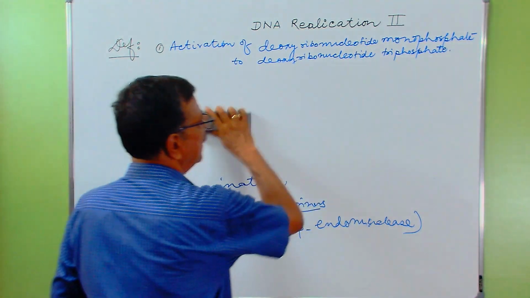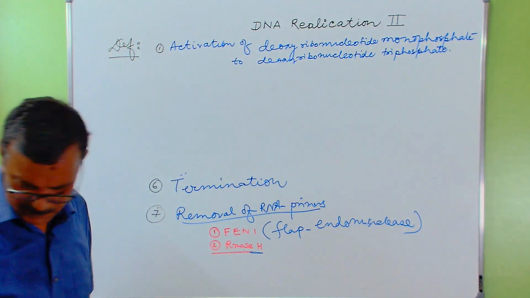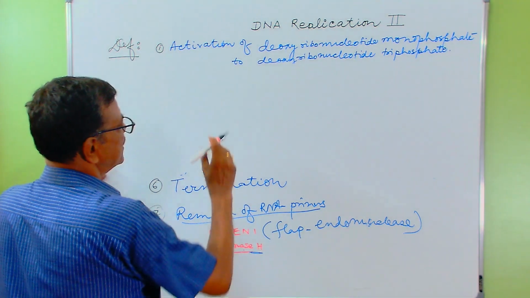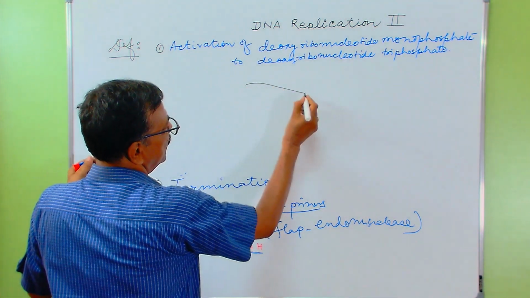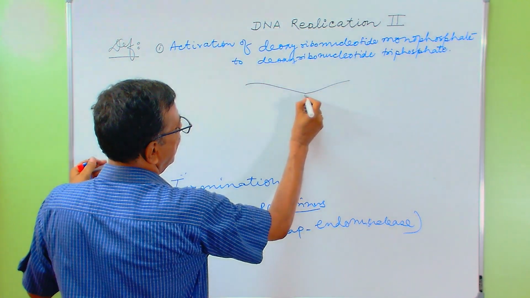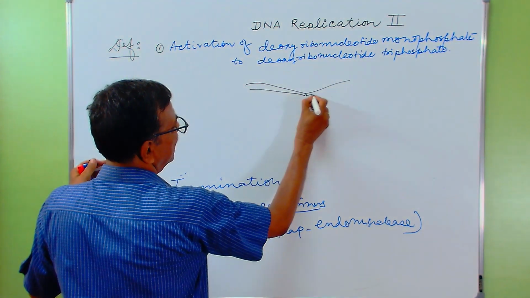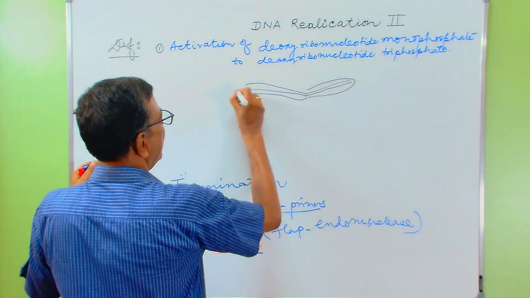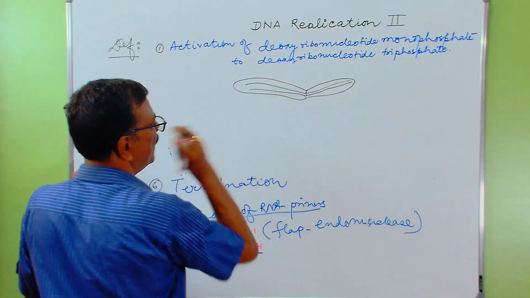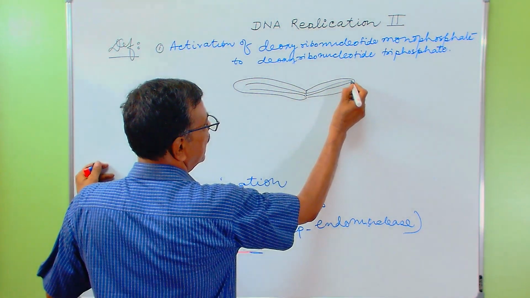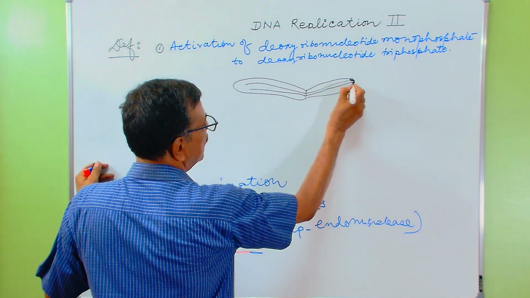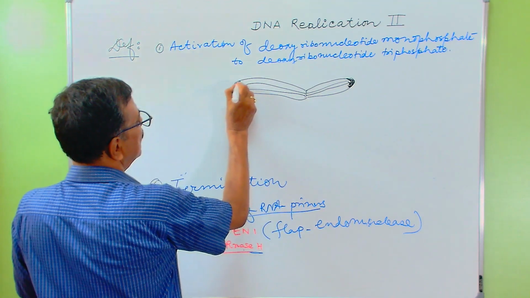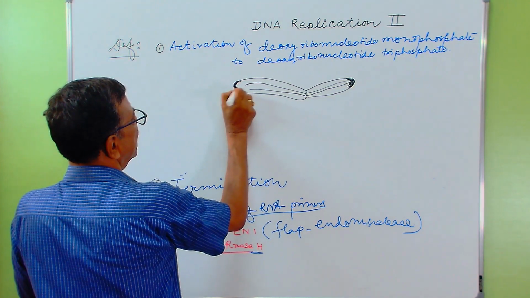Still the replication is not over. How? In the chromosome, as you have come across in your earlier classes, two chromatids are there, and a membrane is there, and the end is somewhat full of DNA.